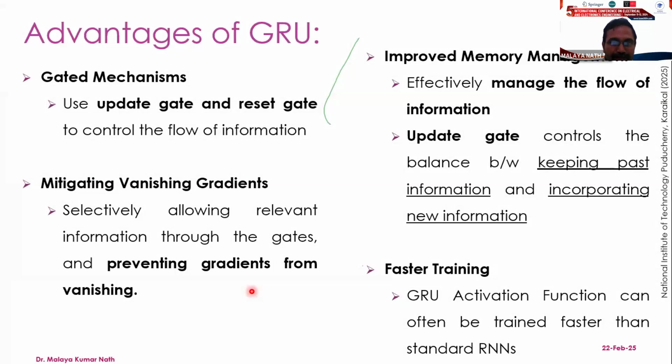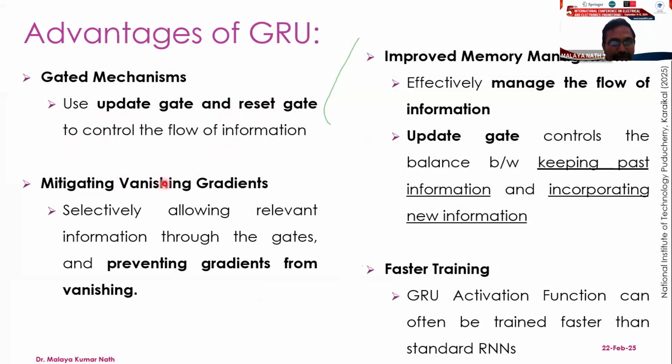So what are the advantages of the GRU? If you look into the advantages, it has a gated mechanism. What is a gated mechanism? It uses an update gate and a reset gate to control the flow of information. That means the update gate decides what information is to be updated, and the reset gate decides what information has to be reset, removed or eliminated from the cell state. So the update gate and reset gate are used to control the flow of information.